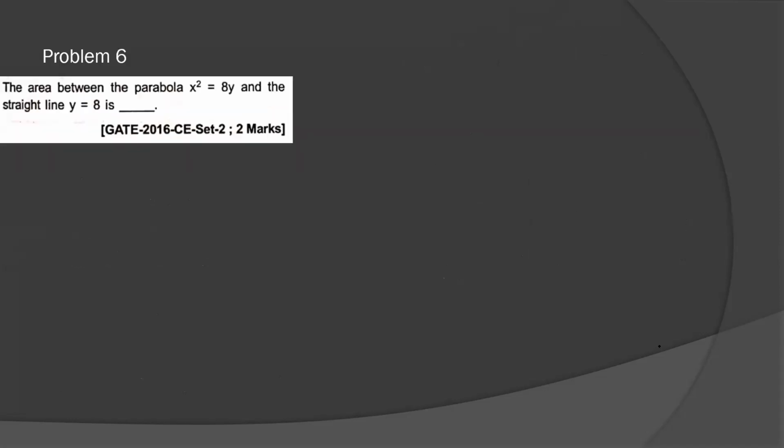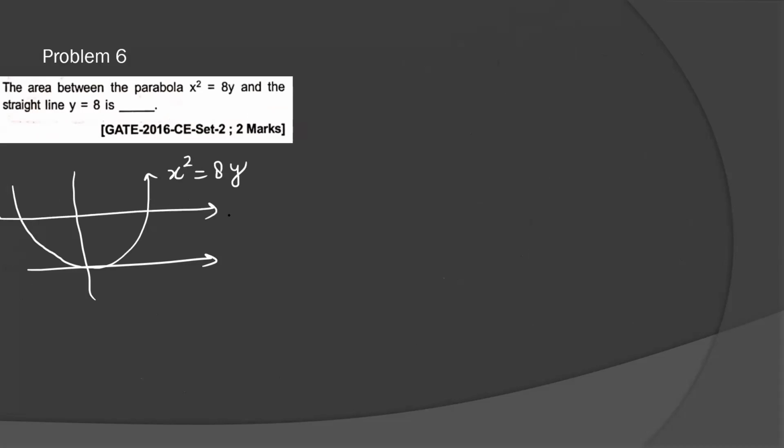The next question is the area between the parabola x square equal to 8y and the straight line y equal to 8. This is the parabola x square equal to 8y, and y equal to 8 is this line. So this is your bounded region.